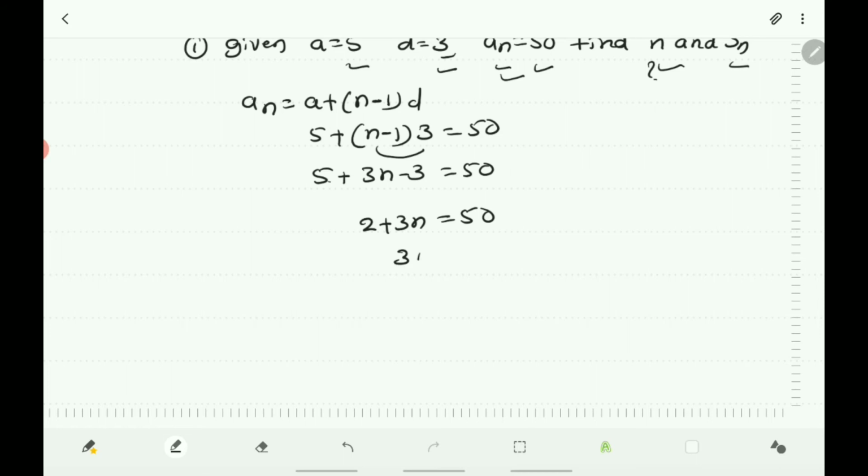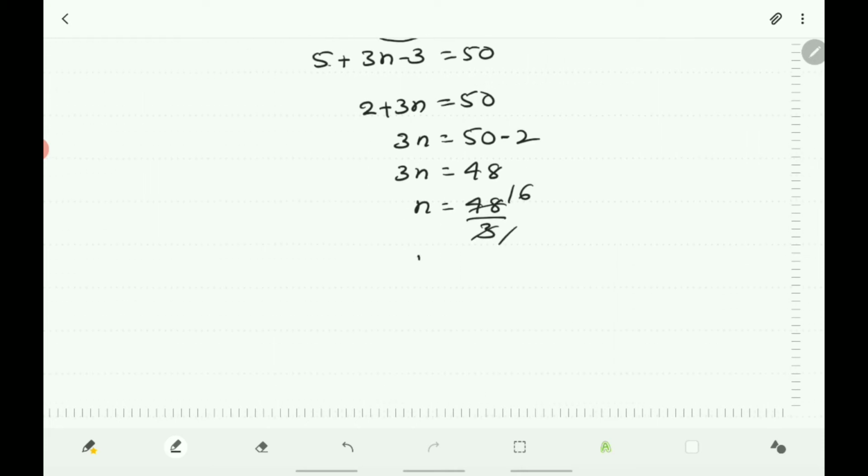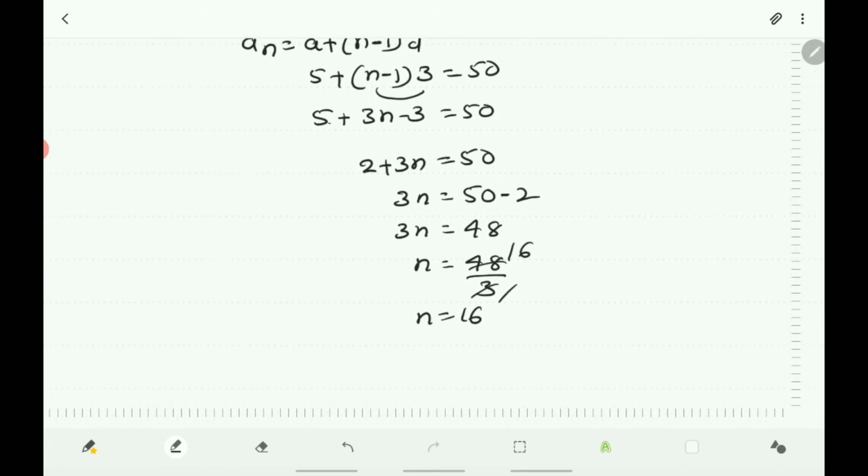Then 3n is equal to 50 minus 2. So 3n is equal to 48. n is equal to 48 by 3. 3 sixteens are 48. Then n is equal to 16. And find the value of Sn.